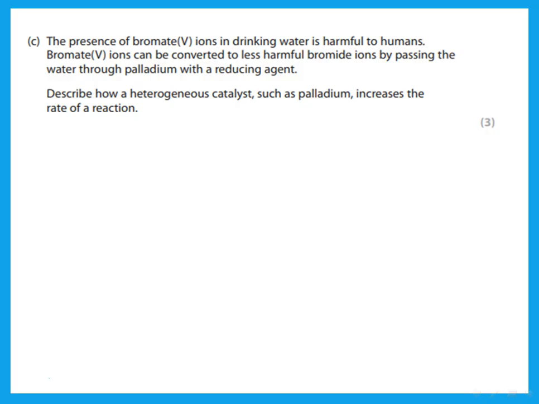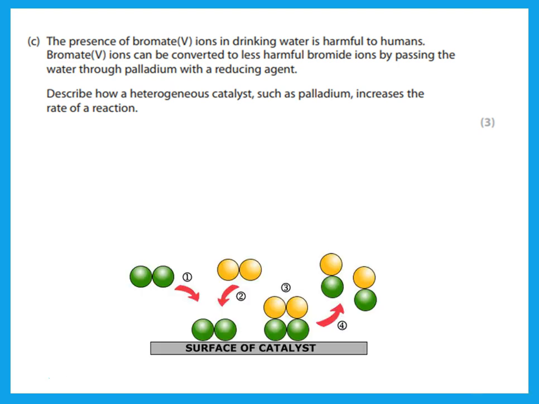Remember, we said there are homogeneous catalysts in which the catalyst is the same state as the reactants. If the reactants are in solution, the catalyst is also a solution. But for heterogeneous catalysts, we said the catalyst is a different state from the reactants. So if the reactants are solution, the catalyst is a solid. So how does this work?